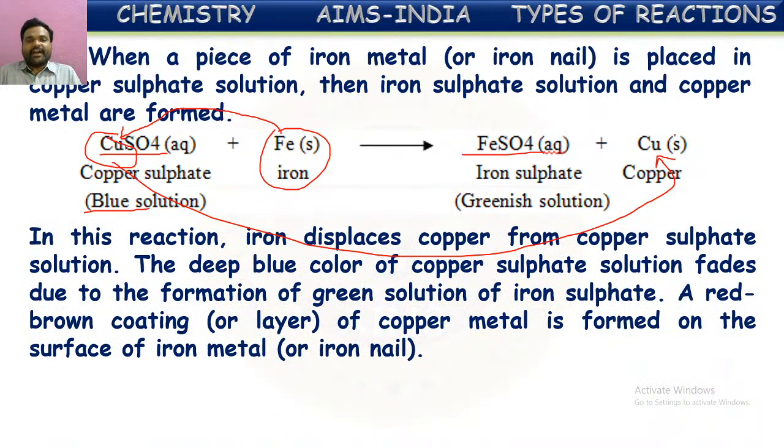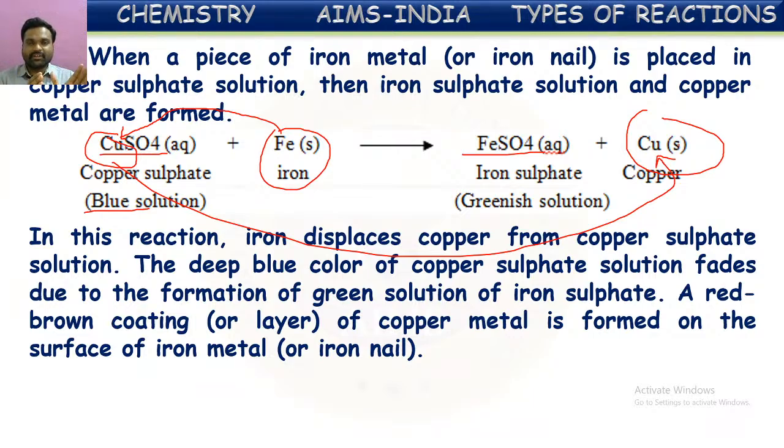In this reaction, iron displaces copper from the copper sulphate solution. The deep blue color of the copper sulphate solution fades due to the formation of green colored iron sulphate solution. A red-brown coating of copper metal is formed on the surface of iron metal because of the free copper formed. This free copper will form a brown colored deposit on the iron rod which is dipped into the copper sulphate solution.